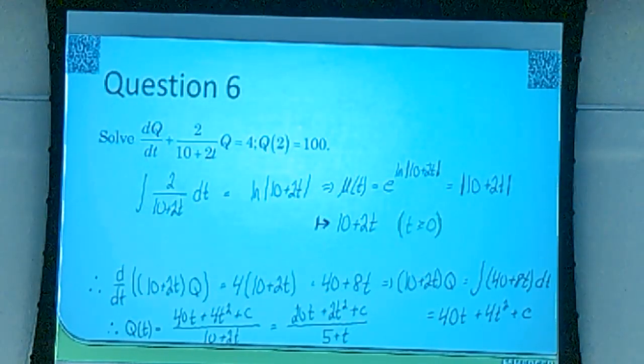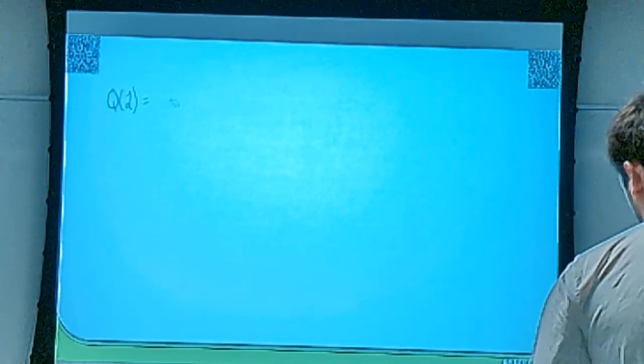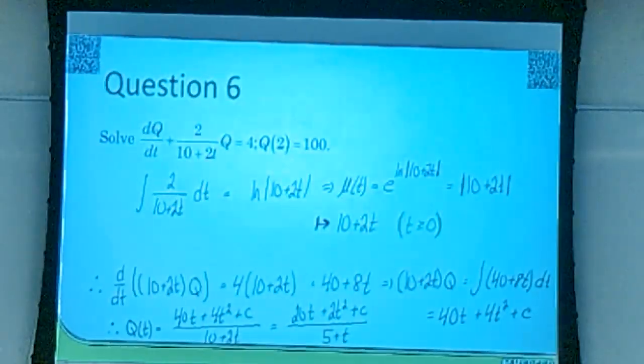Now apply the initial condition, which technically isn't really an initial condition. It'd be more of a boundary condition. Right, initial would be Q of 0. But for first order it doesn't matter. Q of 2, plug in 2.